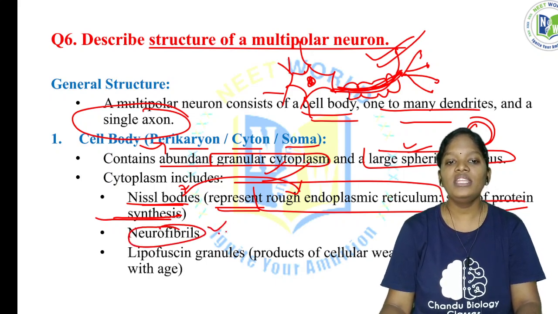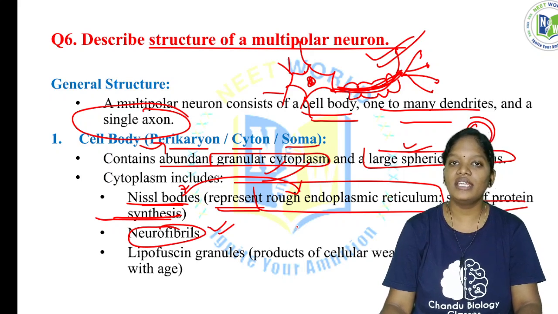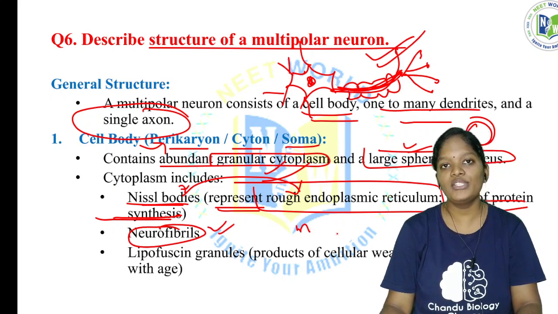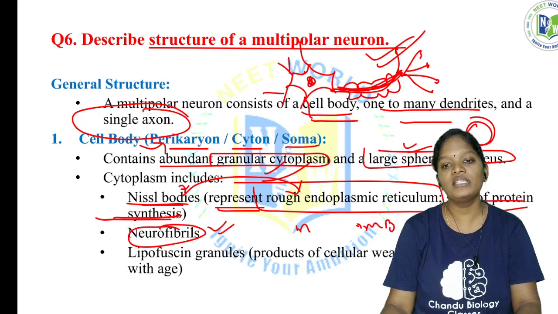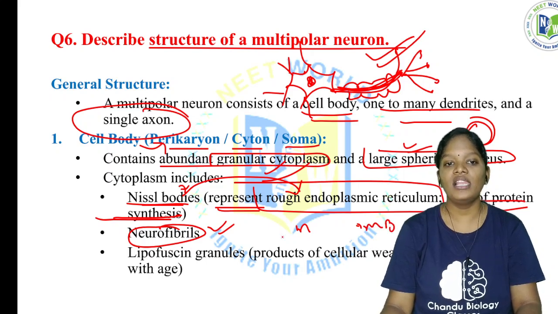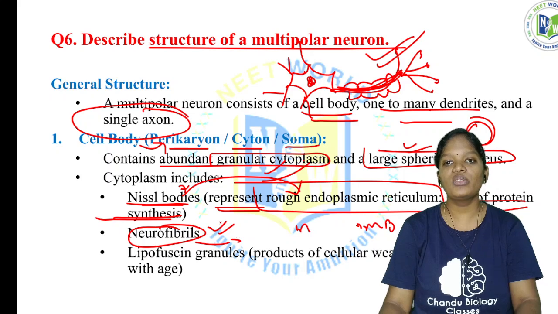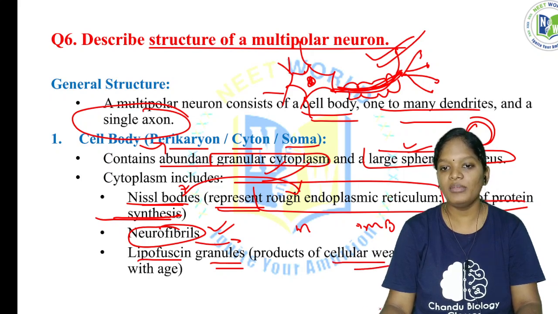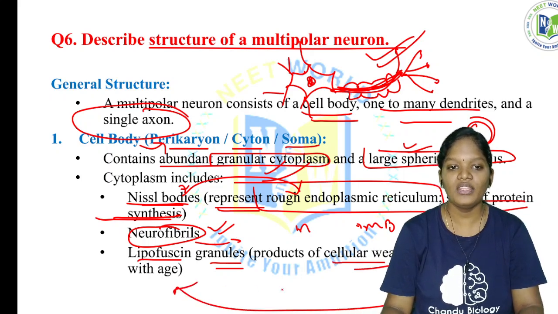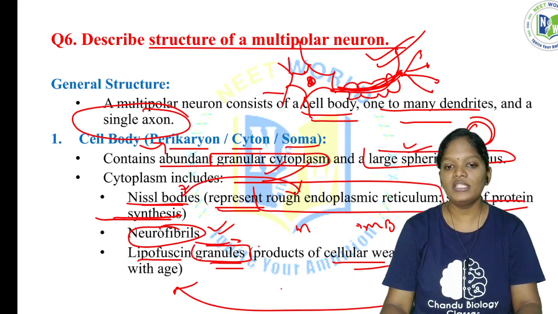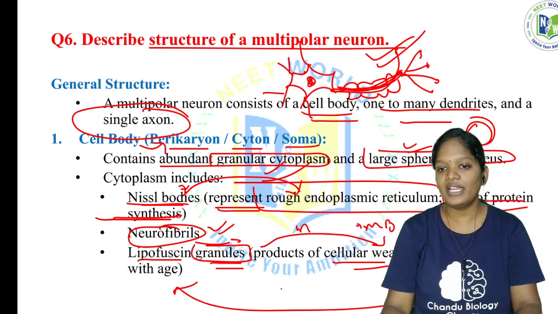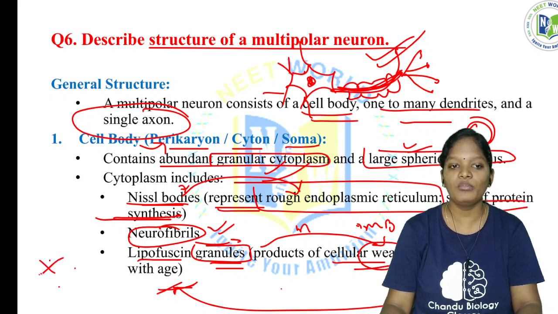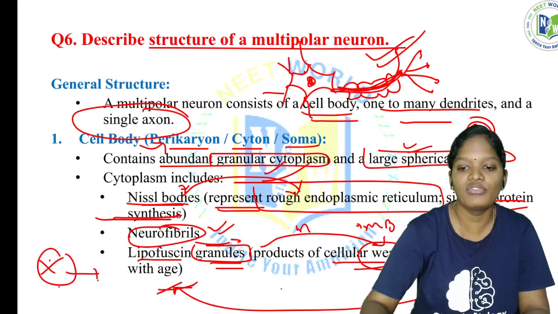In a muscle, many myofibrils together form a muscle bundle, and many muscle bundles form the muscle. In the same way, many neurofibrils together form a neuron. Lipofuscin granules are products of cellular wear and tear, and they accumulate with age. This is very important, as it is somewhat related to the age factor.